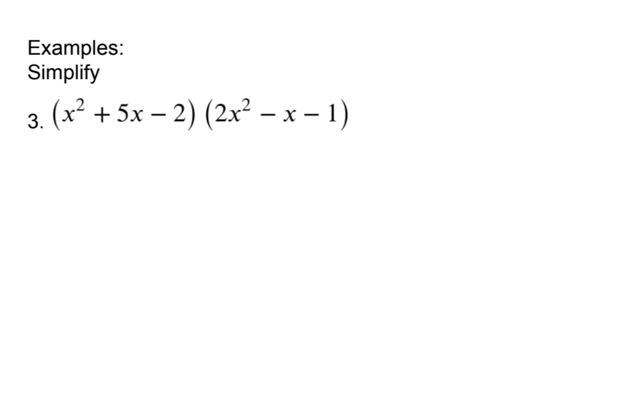Let's try a multiply one. Now, I will admit I have picked a hard one here. This is a big multiply one. Remember, a lot of them are going to be 2 terms, or a binomial times 2 terms.